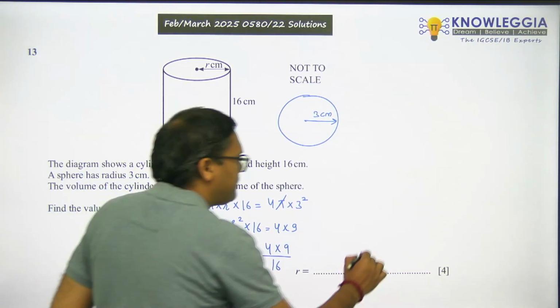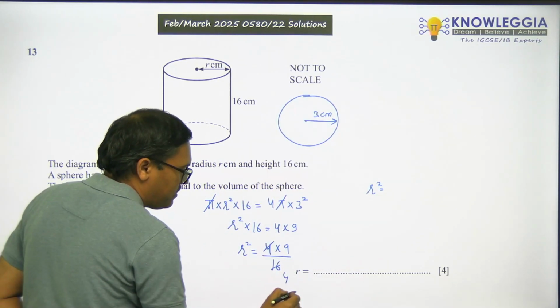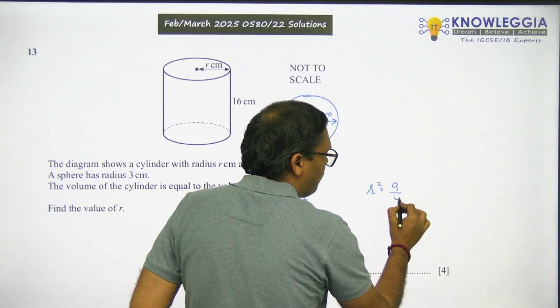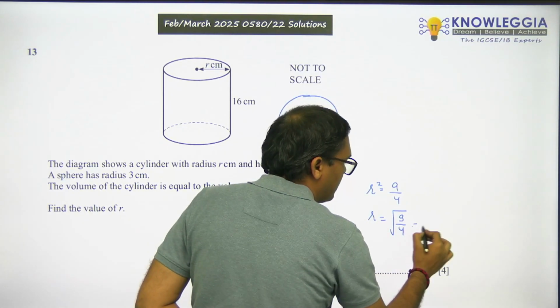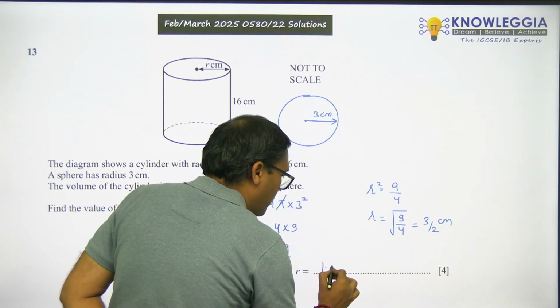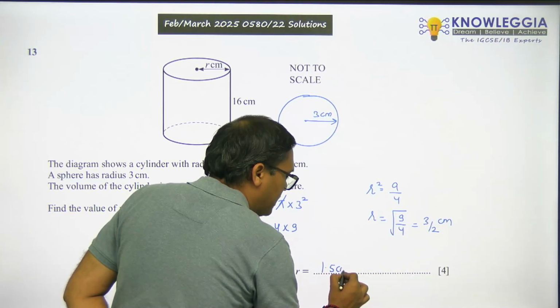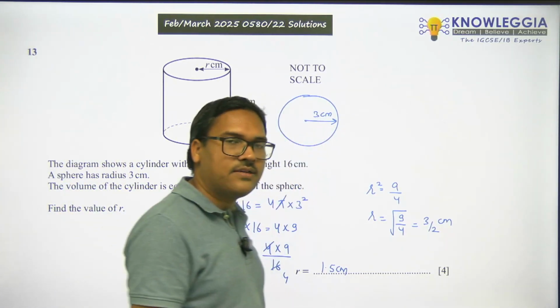So I can say R square is equal to, this 4 and 16 cancel, so this is 9 by 4. So what is R? The square root of 9 by 4, which you can see is 3 by 2 centimeter, or you can say this is 1.5 centimeter. So what is the answer? That is 3 by 2.